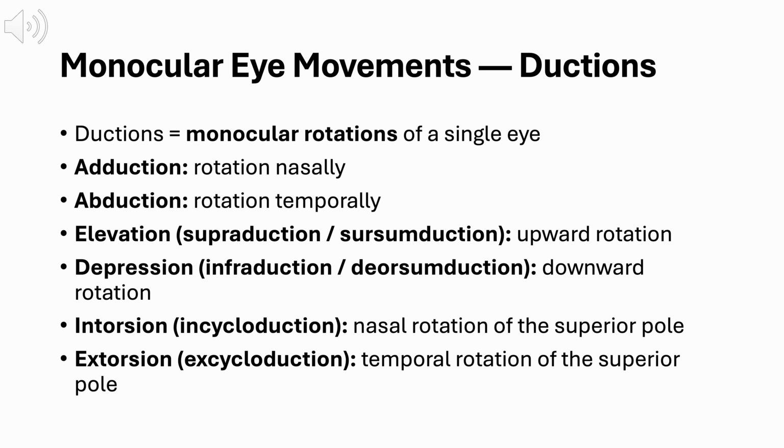Elevation, also called supraduction or circumduction, is upward rotation of the eye. Depression, also called infraduction or deorsumduction, is downward rotation. Torsional movements describe rotation around the visual axis. Intorsion or incycloduction occurs when the superior pole of the eye rotates nasally. Extorsion, or excycloduction, occurs when the superior pole rotates temporally.